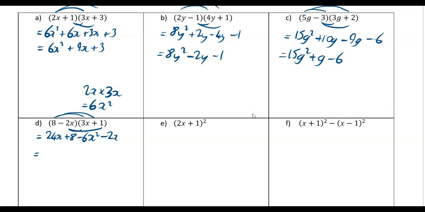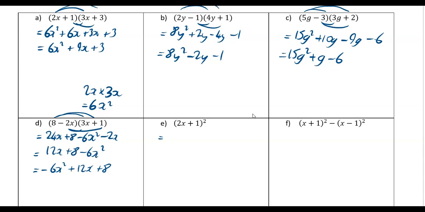Okay, tidy up. First of all, you're going to have 22x plus 8 minus 6x squared. And then it's just not good practice to leave your quadratic term at the end. So I'm going to put my x squared term at the start, even though it is negative. Doesn't matter. I would just do it that way.